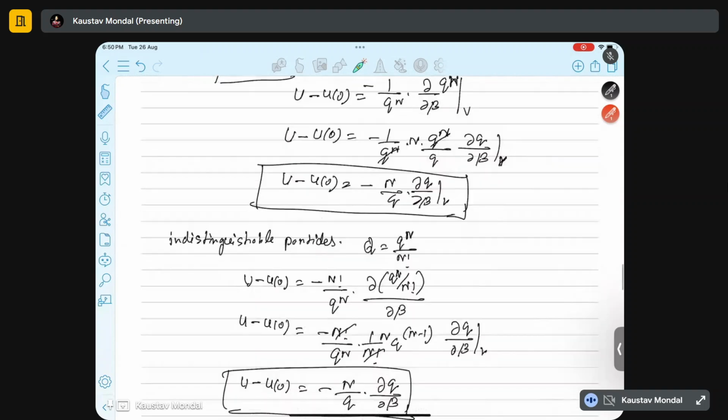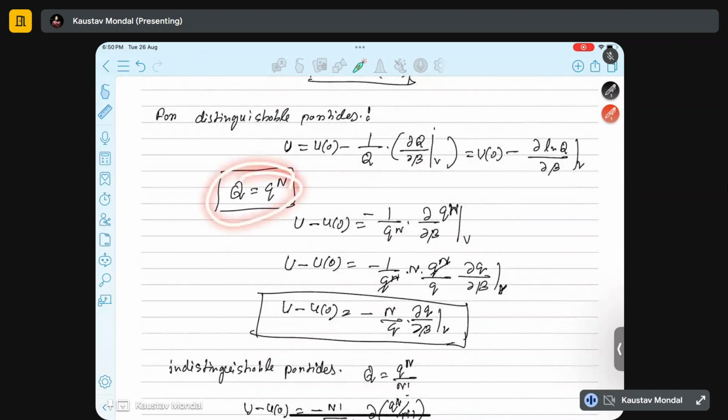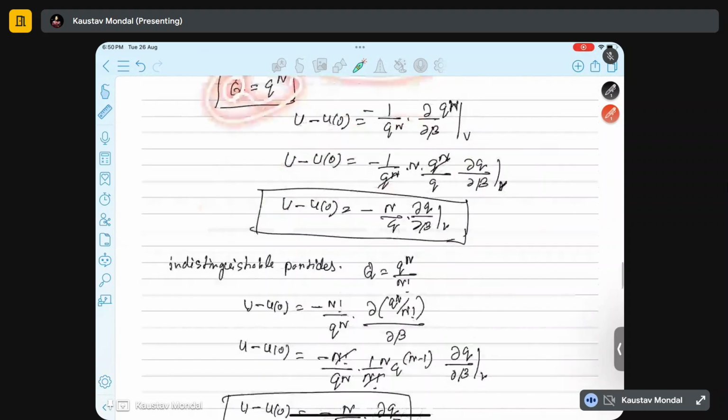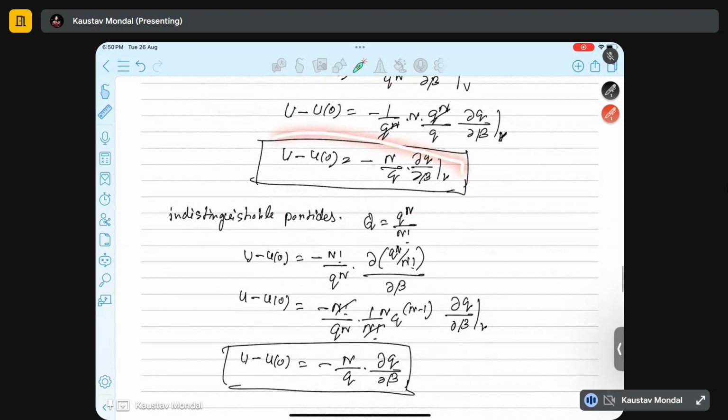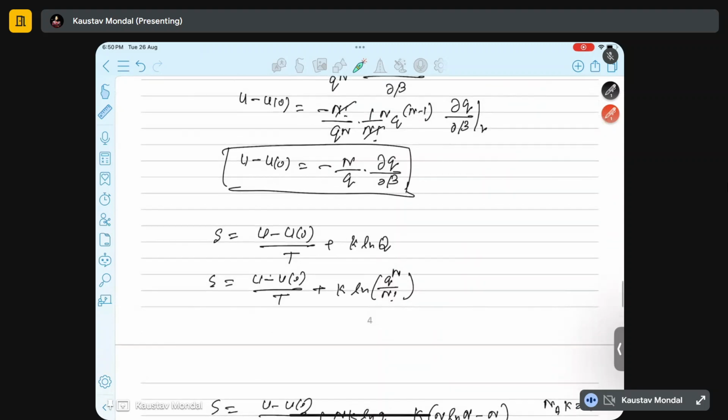Internal energy we have derived by substituting the capital Q expression into the expression of the internal energy. From there we got results for both the distinguishable and indistinguishable cases, and for both the cases we got the exact same expression of the internal energy. Next what we have calculated is the entropy.